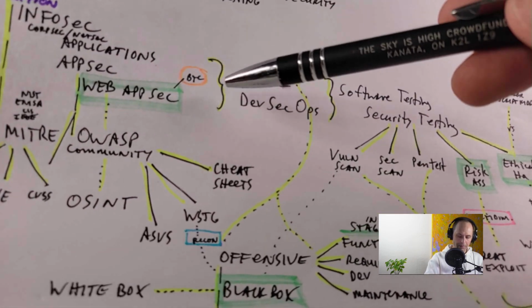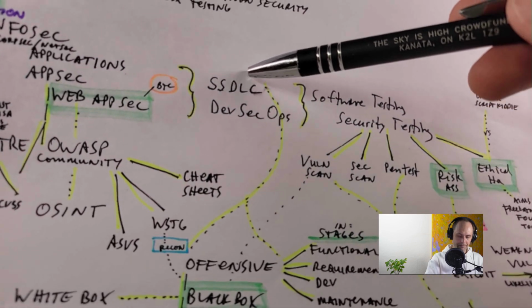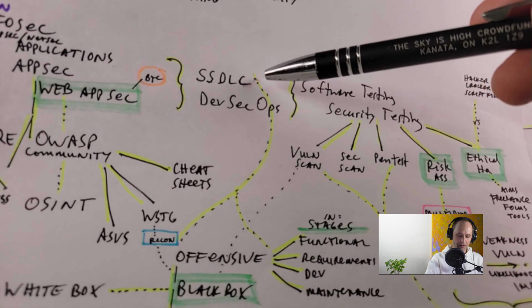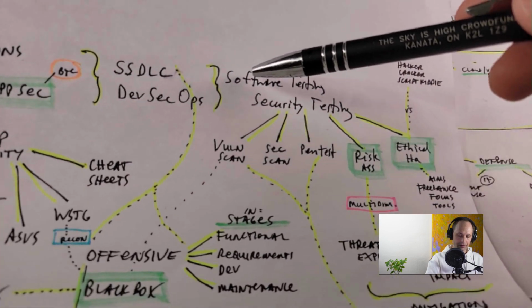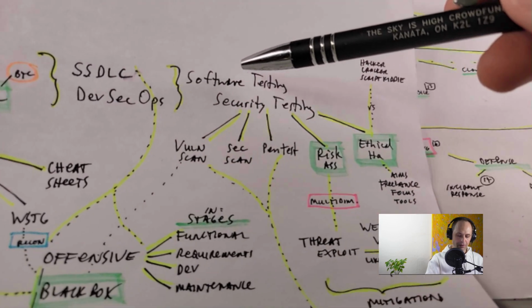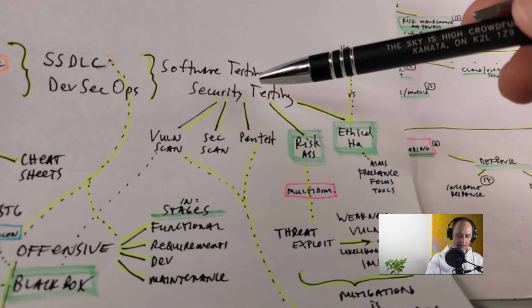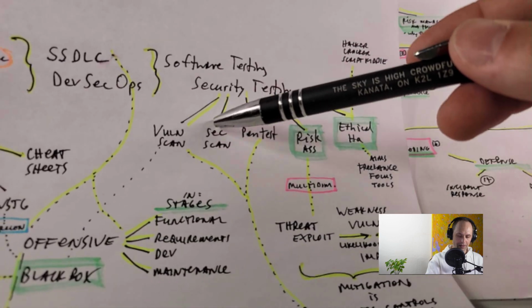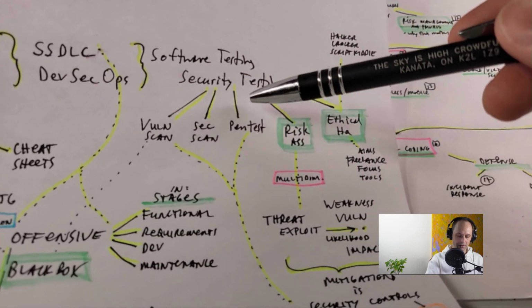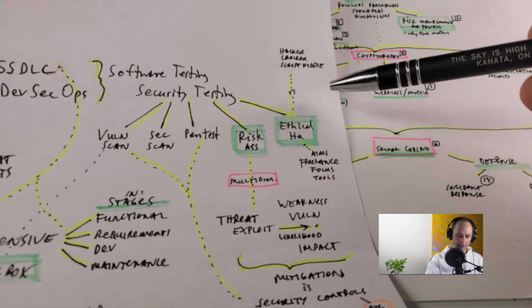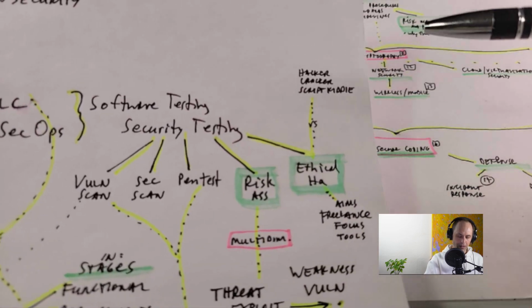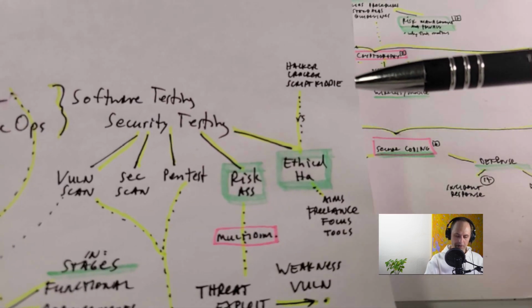So web application security testing, secure software development lifecycle, DevSecOps is in there. Part of what they do, within software testing, is the security testing. We have vulnerability scans, security scans, pen tests, risk assessment, ethical hacking. All these are different things. They do belong to the security domain though.